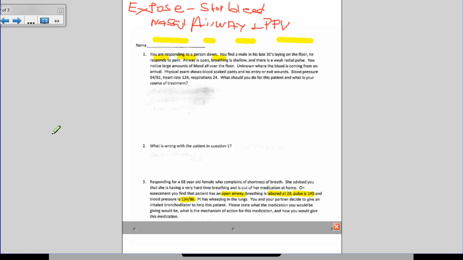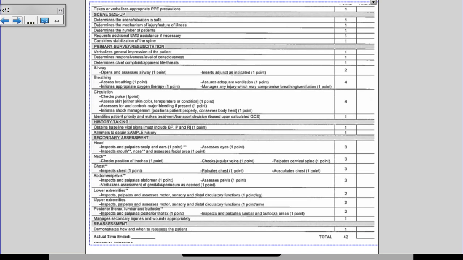Definitely we're going to treat this patient appropriately with some oxygen, but let's talk about it. So we'll use a trauma assessment for now. Let me flip over there real quick. Trauma assessment, because it's similar to the medical assessment.